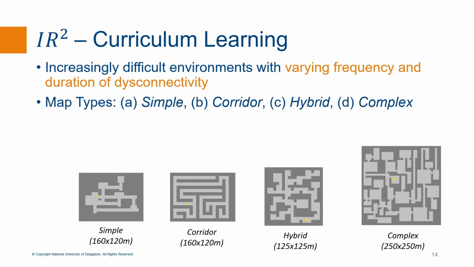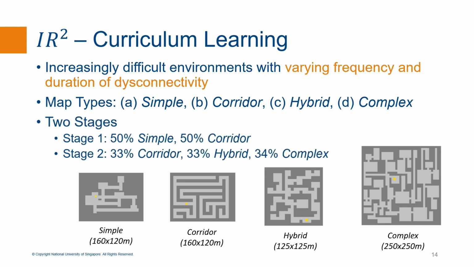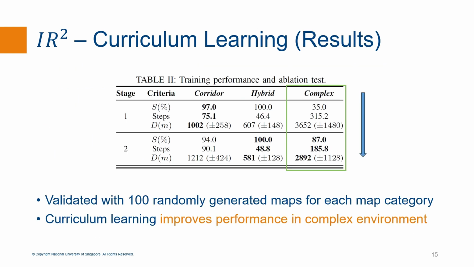To learn intelligent recurrent connectivity strategies, we subject all robots to increasingly difficult environments with varying frequency and duration of this connectivity. We split our maps into 4 types: simple, corridor, hybrid, and complex. We train our policy in 2 stages, each with different map ratios. We validated our simulation with 100 randomly generated maps for each map category. Our results indicate that curriculum learning significantly improves performance in complex environments.